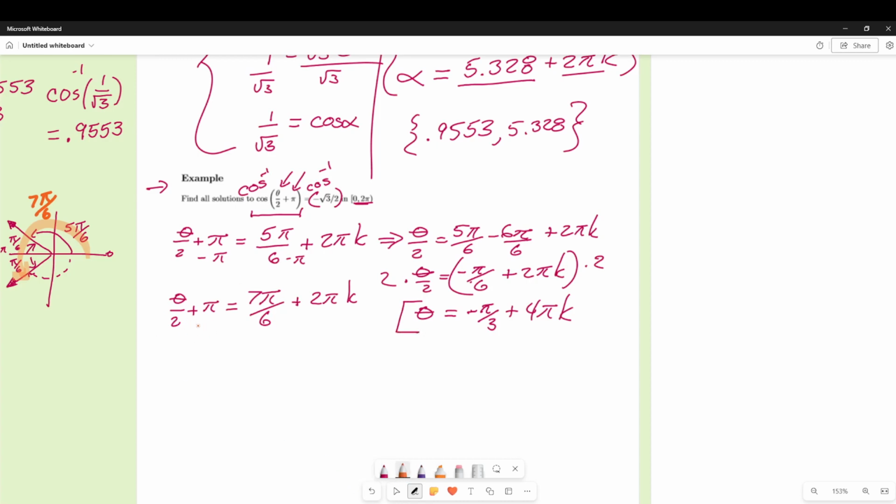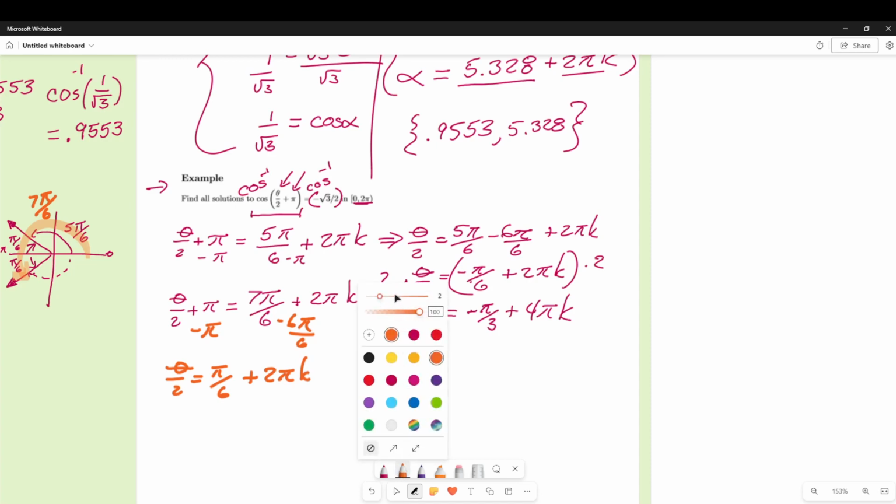And over here we have to do the same thing. So subtract pi. In common denominators, that'll be 6 pi over 6. So theta over 2 equals 7 pi over 6 minus 6 pi over 6 is 1 pi over 6 plus 2 pi k. I don't like that that's so thick. Then multiply both sides by 2.